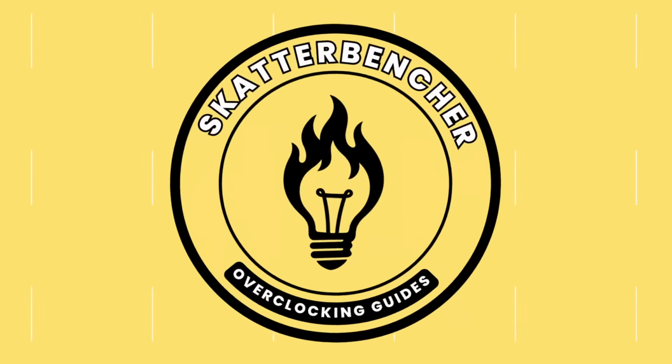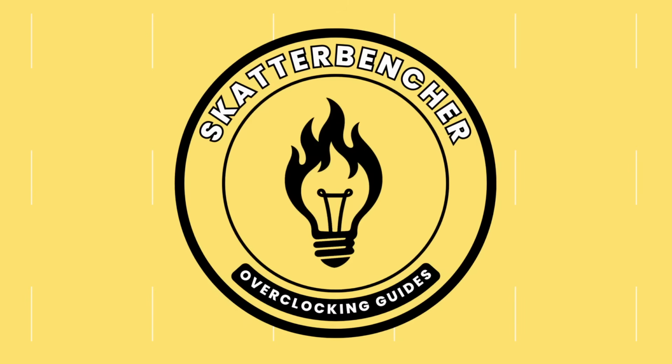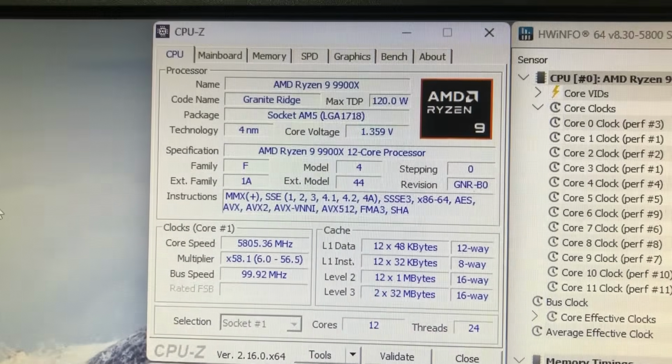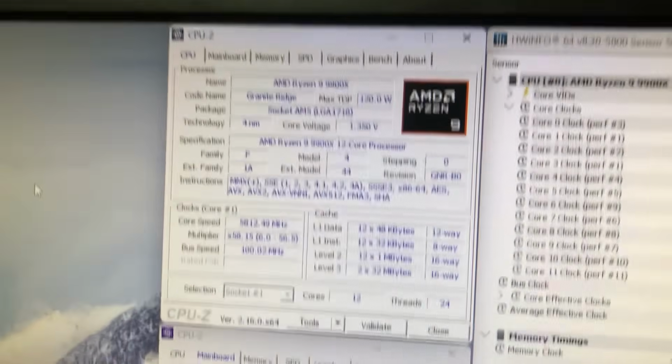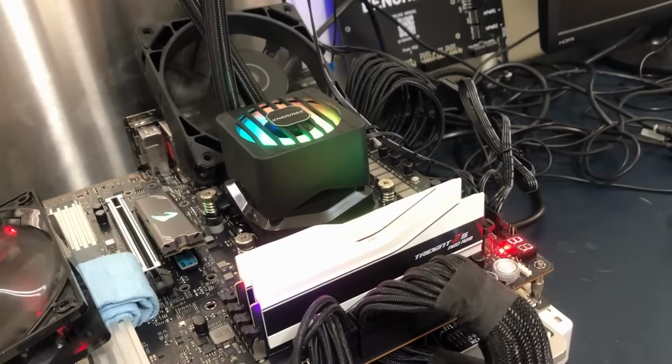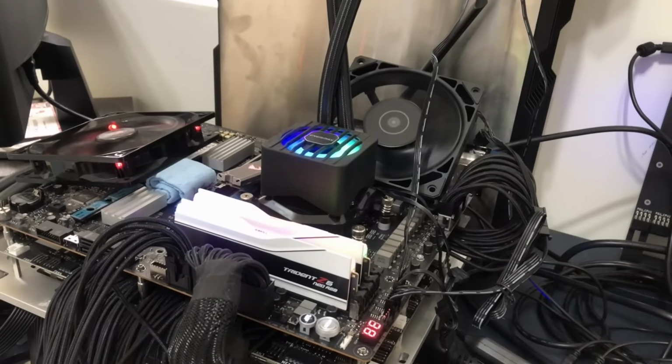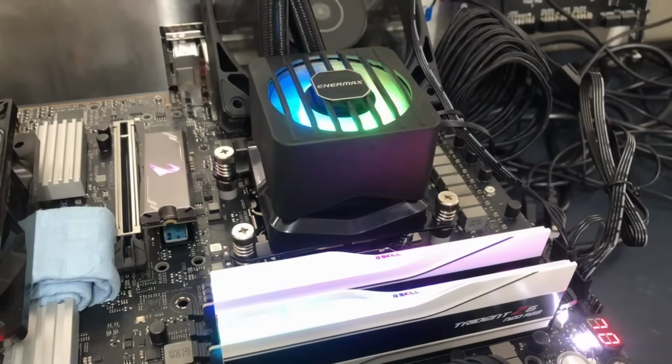Hello and welcome back. In today's video, we're overclocking the Ryzen 9 9900X all the way up to 5825 megahertz. I do that using some of the AMD Precision Boost Overdrive tools like Fmax Boost Override, Curve Optimizer, and Scalar. I'll also be using the Asus ROG Crosshair X870 Hero motherboard and AIO cooling.